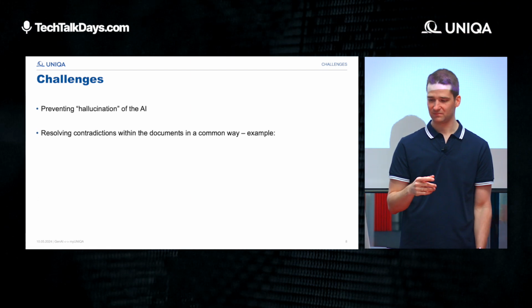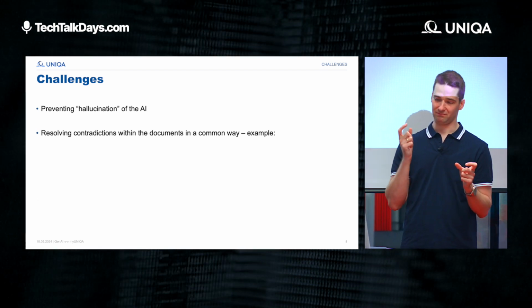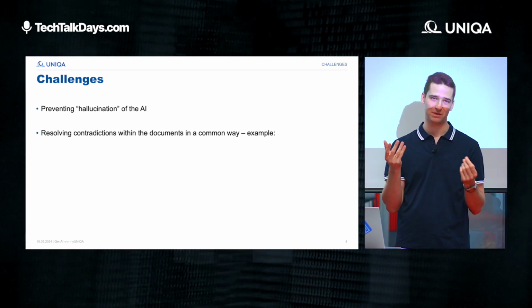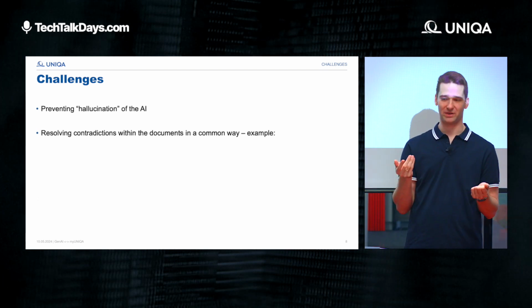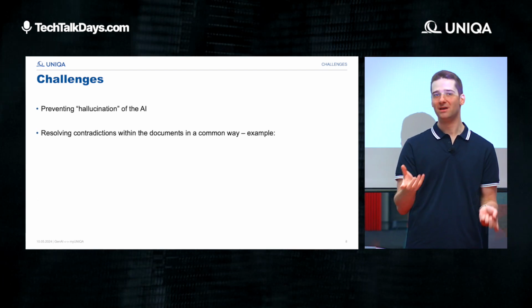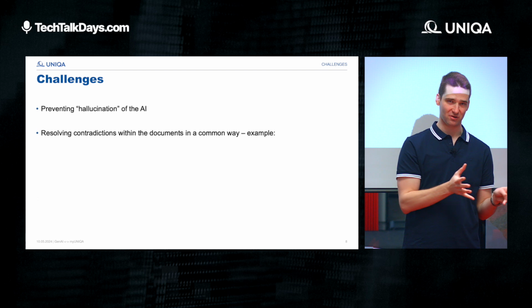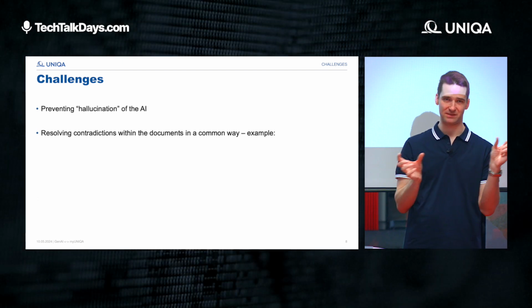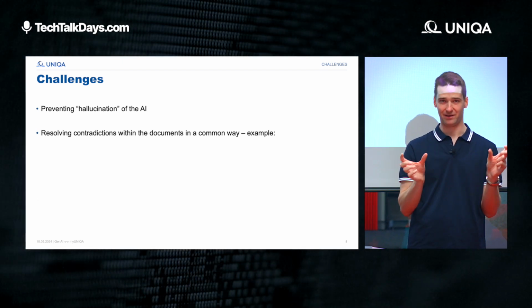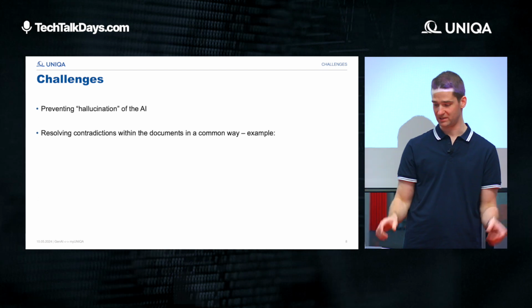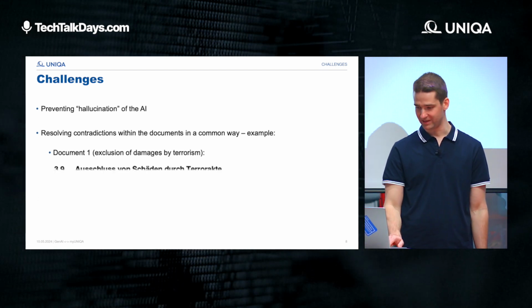And then the last one, also from a content perspective, is to resolve contradictions within the documents. So imagine you have 5 or 6 documents, and 2 documents state the contrary thing. So which one is true? I can give you one concrete example.